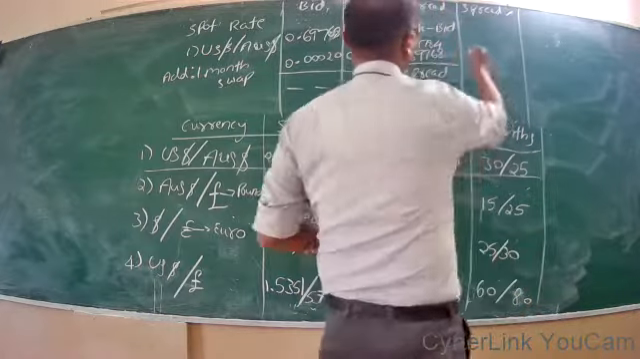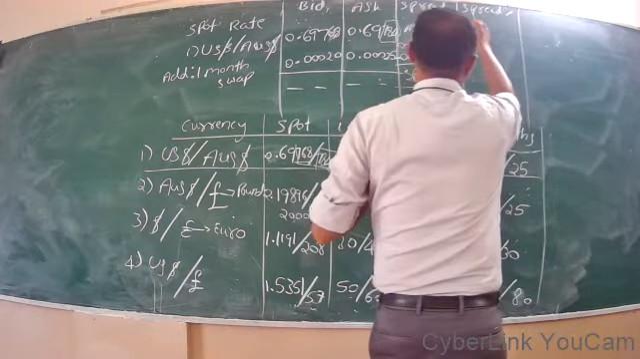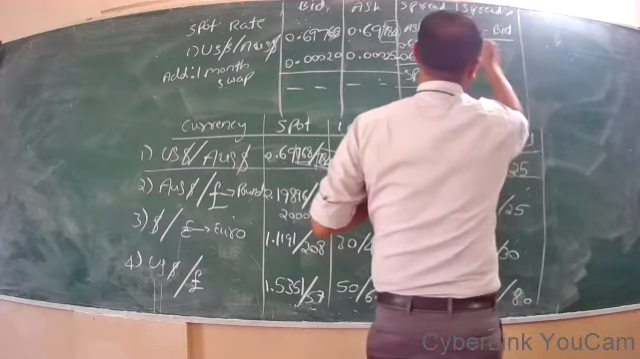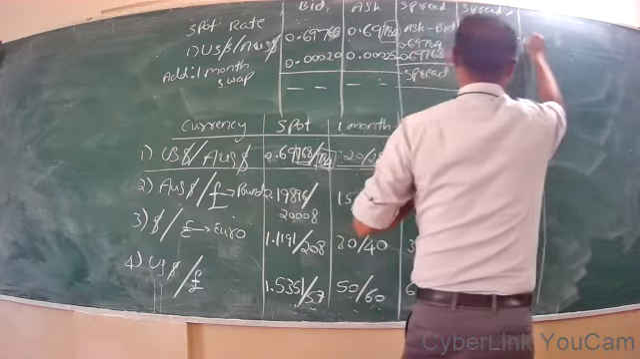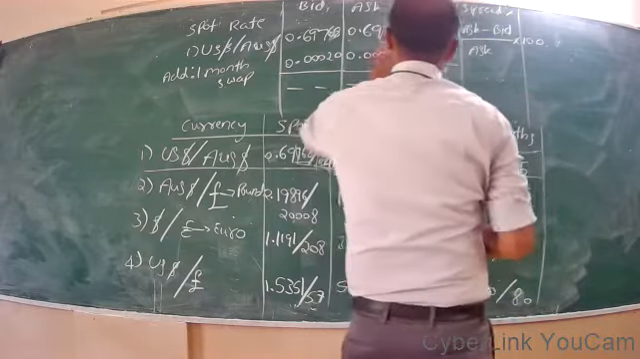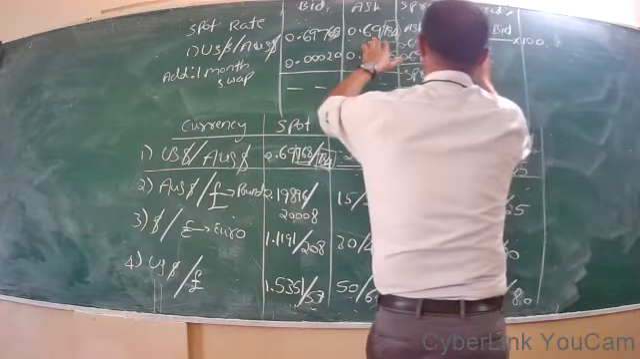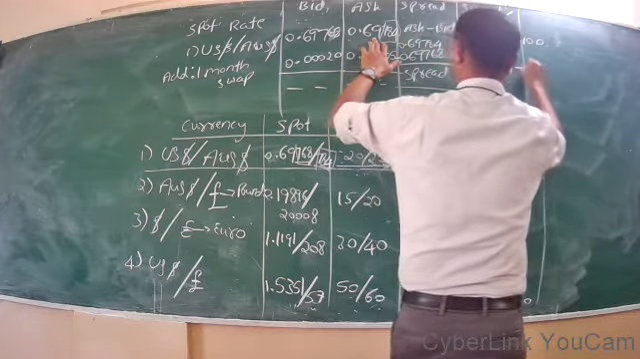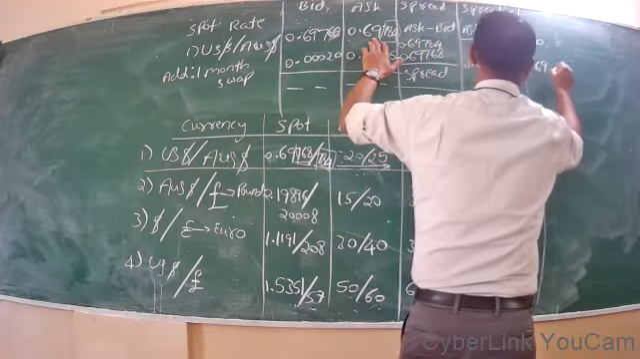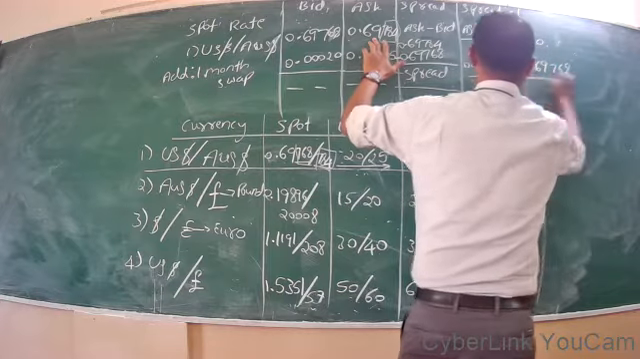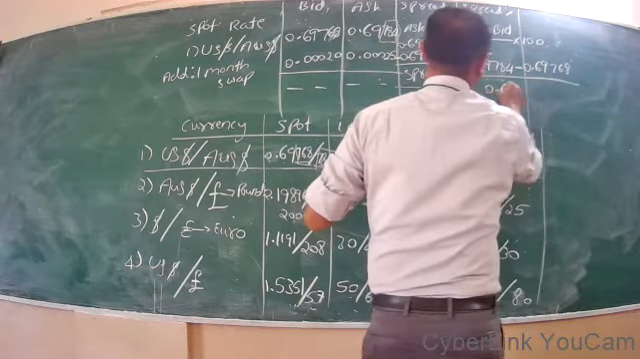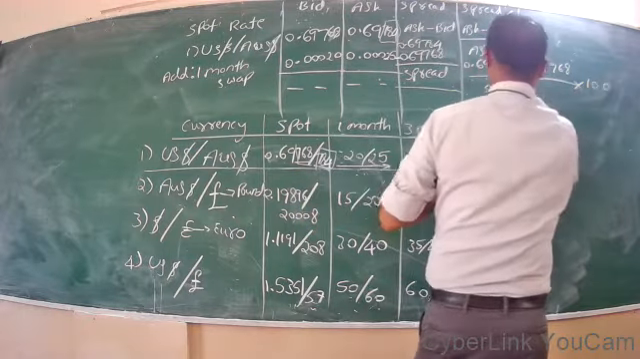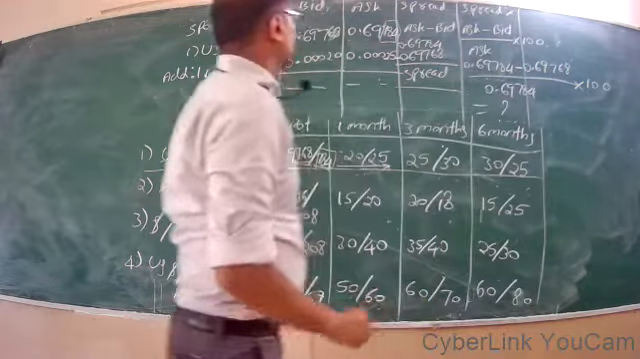Then the spread percentage formula is ask minus bid divided by ask, into 100. So in this case, it is 0.69784 minus 0.69768, divided by the ask price 0.69784, multiplied by 100. You need to calculate this, right?